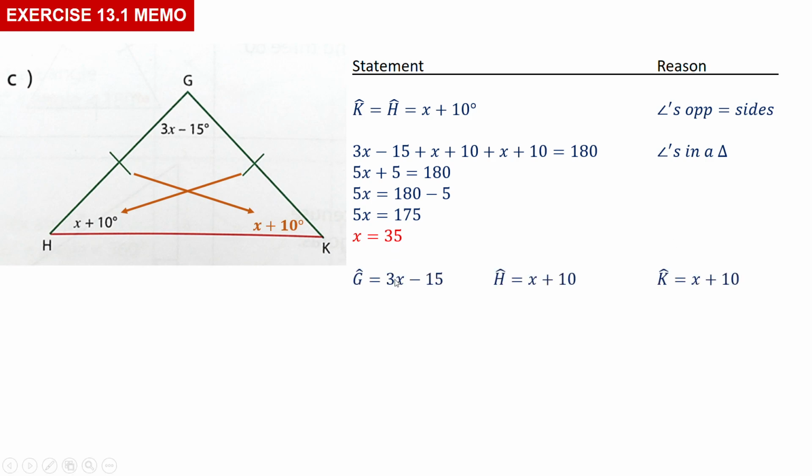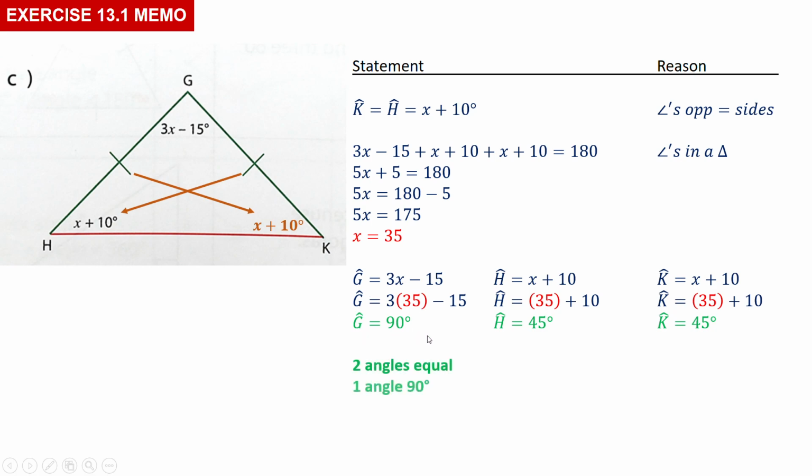X is equal to 35, so 3 times 35 minus 15. And those are the three angles that you'll get. Okay, so you can see that it's an isosceles, but it's a special type of isosceles because there's a 90-degree angle. So it's two angles equal. One of the angles is 90 degrees, and that means that you've got a right-angled isosceles triangle.